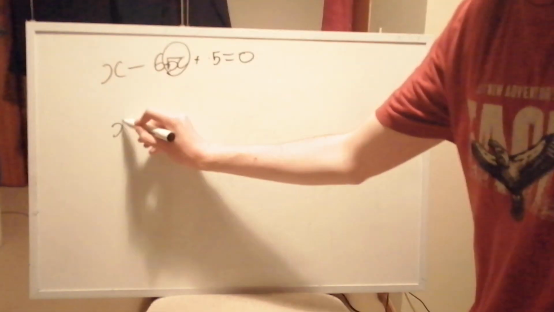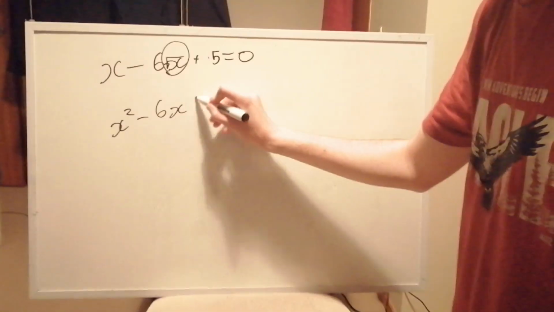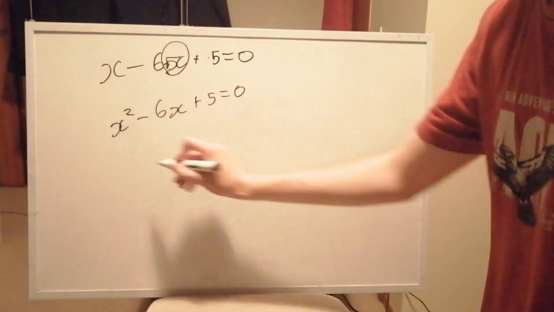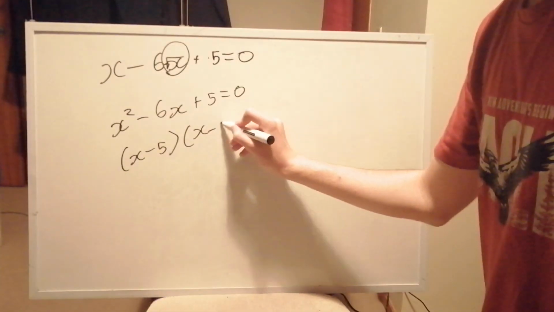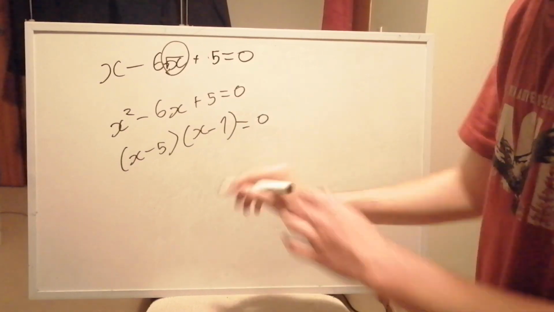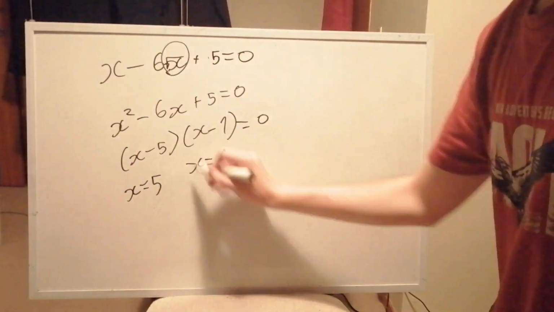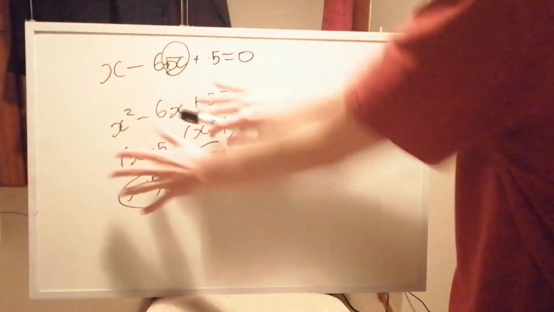So we know what we would like to have. We would like to have something like this: x squared minus 6x plus 5 is equal to 0. Now this is easy to solve because we can just go, oh, okay, x minus 5 times x minus 1 is equal to 0. Okay, that's easy. x is equal to 5, x is equal to 1. Boom, solved it. Right, we'd like to do that.